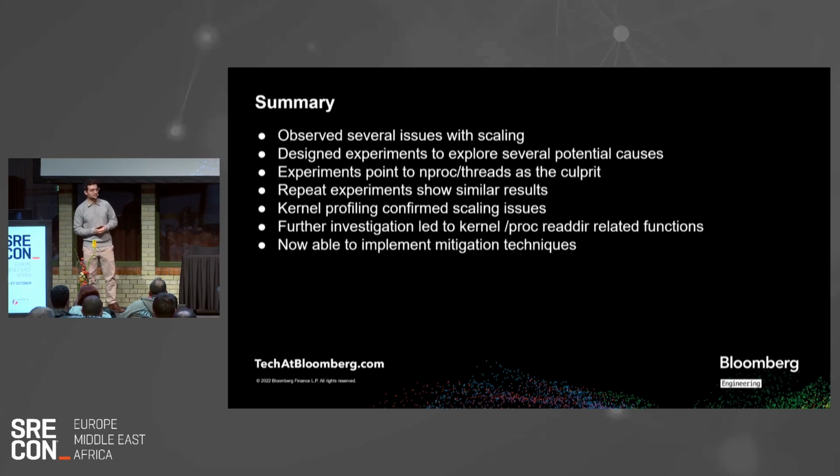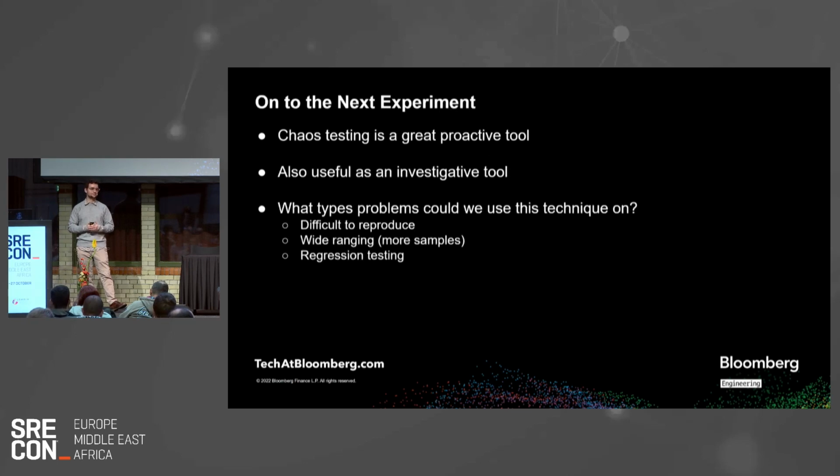All right, so in summary, what have we done today? We've observed several issues with scaling. We've designed experiments to explore several potential causes. The experiments pointed to one particular resource as the culprit. Repeat experiments gave us the same results. Kernel profiling confirmed that these were indeed scaling issues. Further investigation led to the specific functions in the kernel that were responsible for the scaling issues. And with that information, we were able to implement some mitigation techniques.